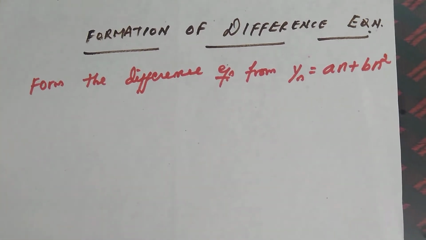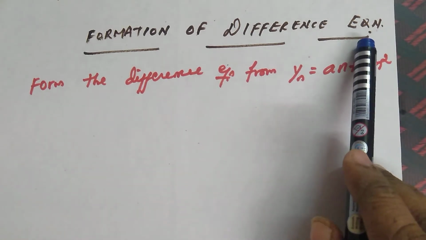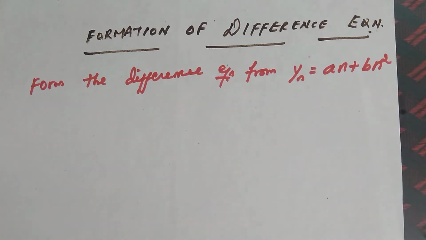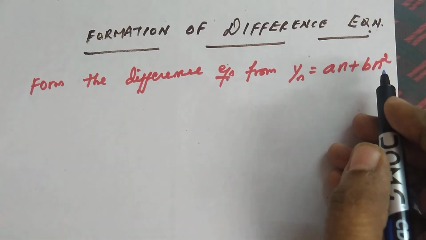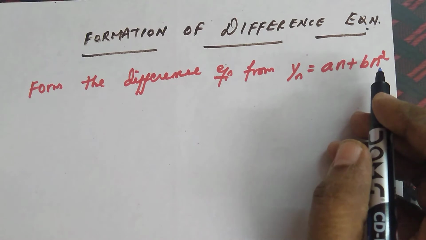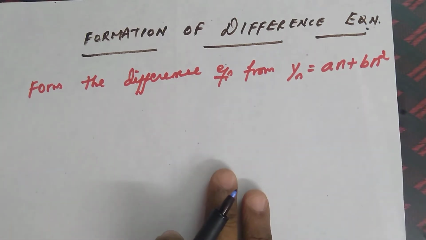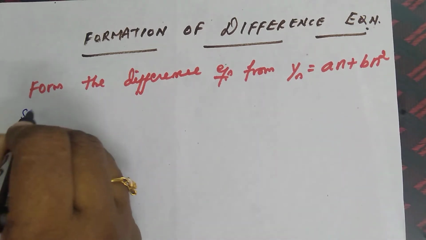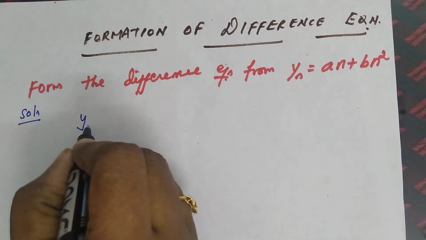Today we are going to see a topic under Z transform. The topic is formation of difference equation. Form the difference equation from y(n) equal to an plus bn square. So this is the question. Under this topic, how we are going to do the problem is, first we will write the given equation.